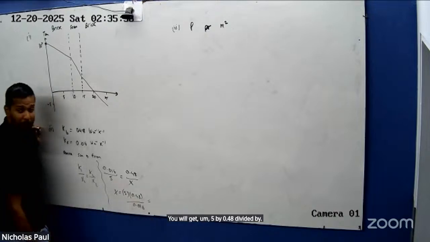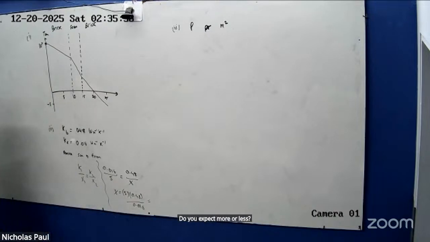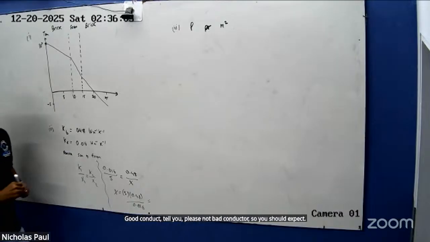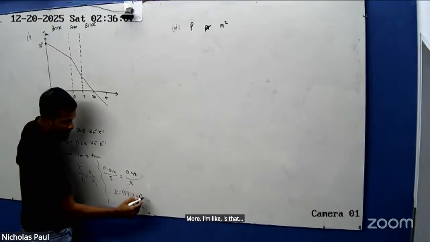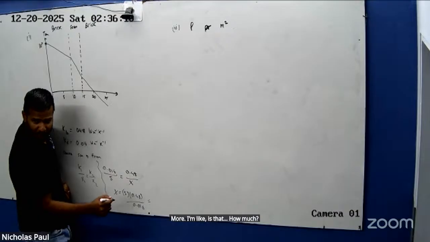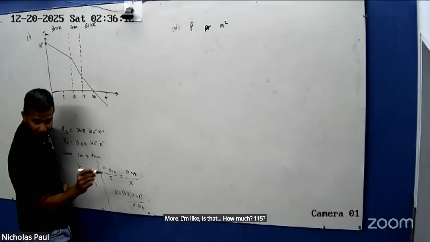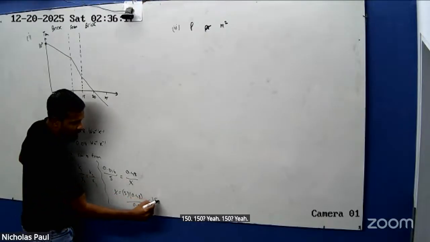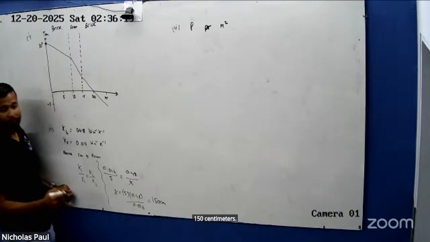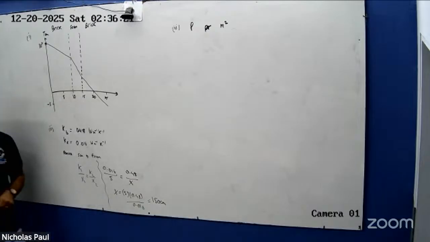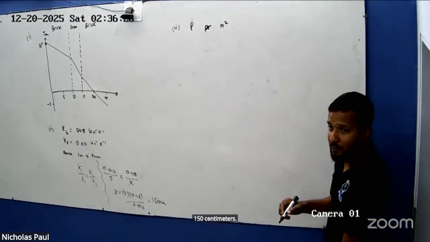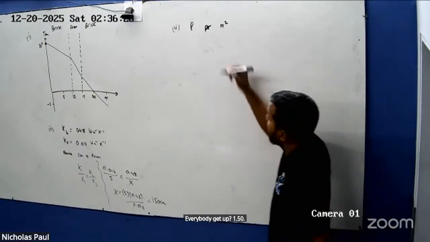Do you expect more or less? You remove a good insulator and replace it with a worse insulator, so you should expect more. How much is that? 150 centimeters. Did you get that right? Everybody get 150?